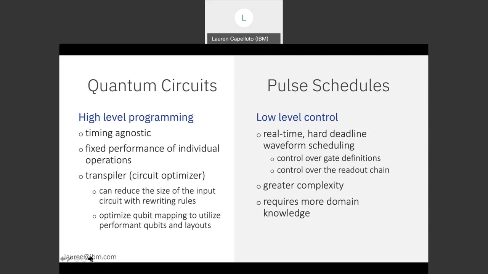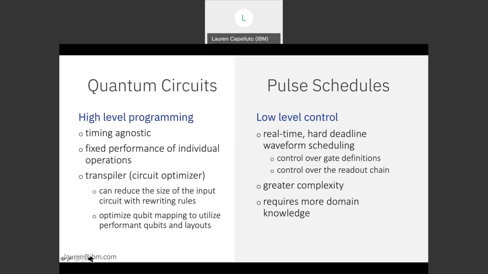Quantum circuits are what most people in quantum computing are most familiar with. It's a high-level programming paradigm that's mostly agnostic to the exact timing of operations. It operates at the level of gates and circuits. The circuit optimizer, which we call our transpiler at IBM, is mainly responsible for reducing the overall size of the input circuit to improve the performance of that circuit. It can also reduce the number of higher error 2-qubit operations.